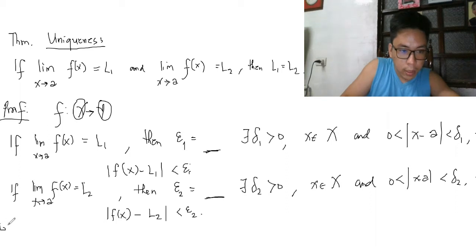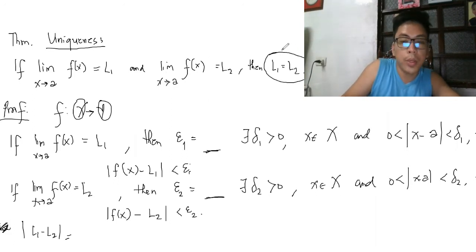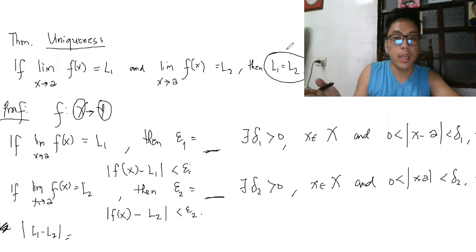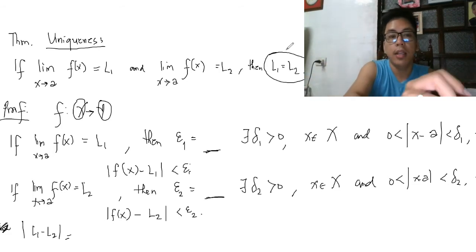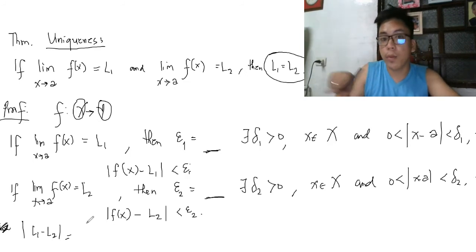Now we're actually solving for L1 minus L2 here. Remember this is our goal: to show that L1 and L2 are equal, because if they are equal, it implies that the limit of the function is actually unique. Here, remember that for L1 minus L2, inside the absolute value, I can put 0 on it, so nothing will be changed.